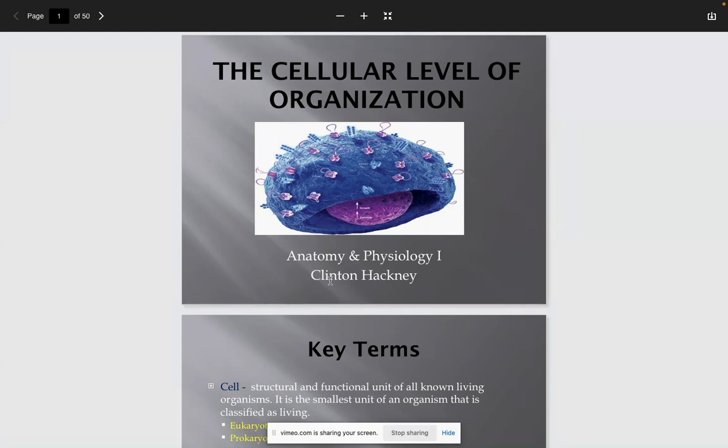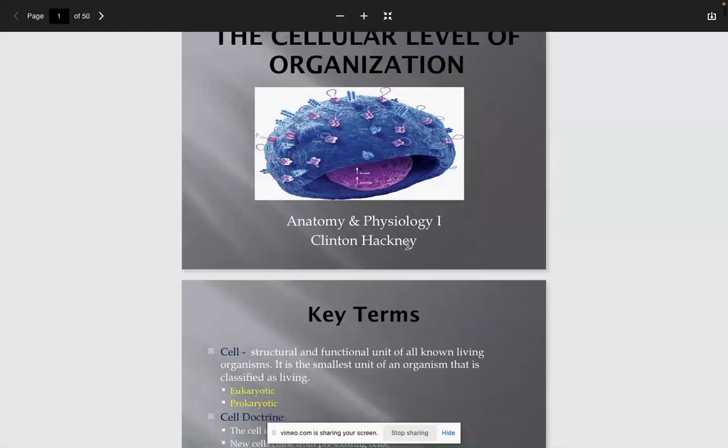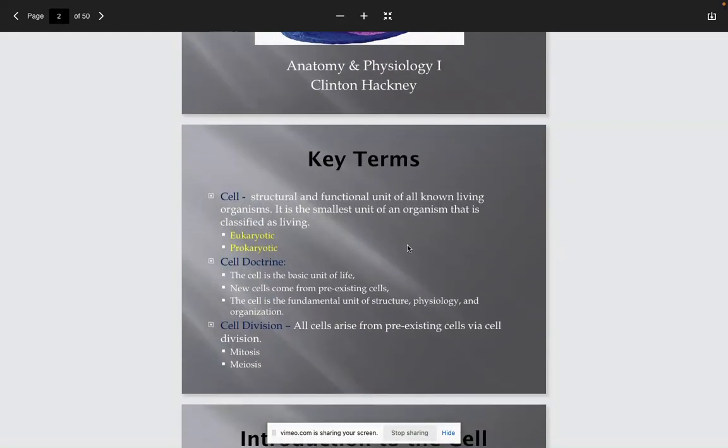I'm Shay Spencer, actually not Clint Hackney, but this is the beginning introduction lecture to the cellular level of organization. I'm going to go over some key terms, and these are going to be important terms in order to understand where we're going with this chapter.